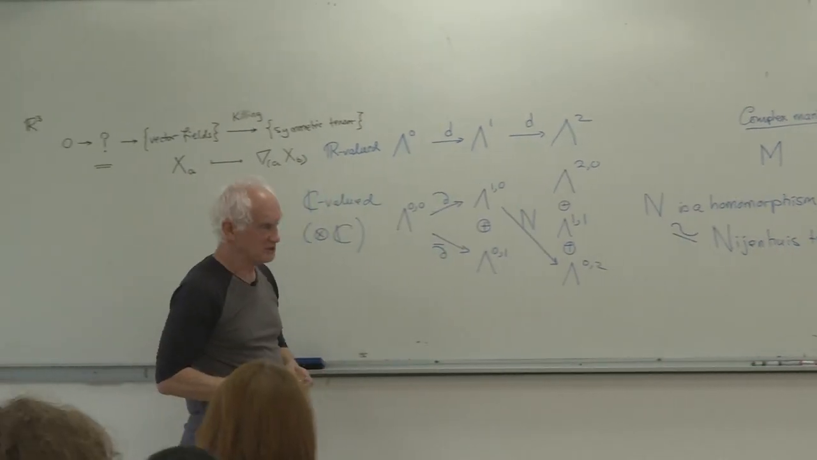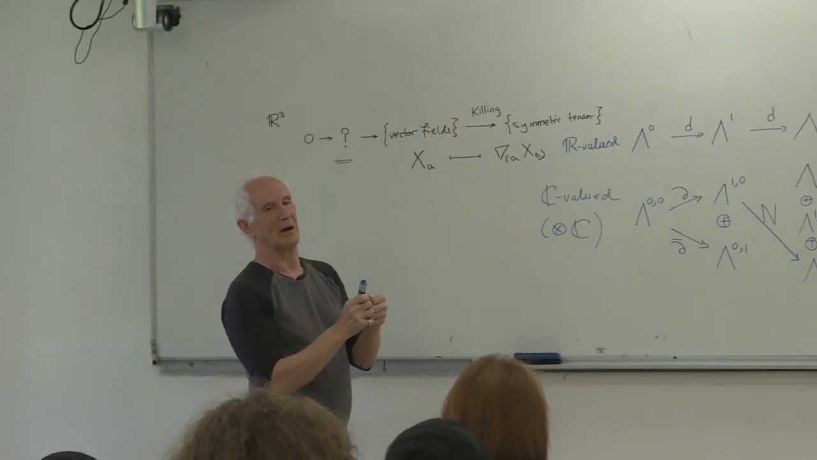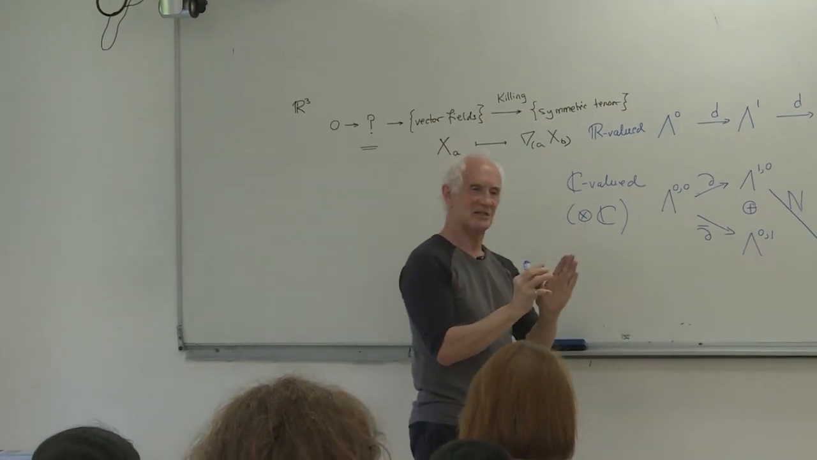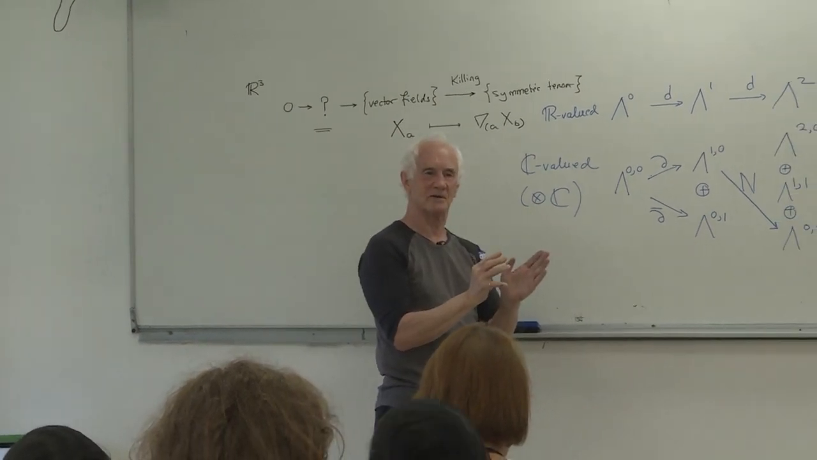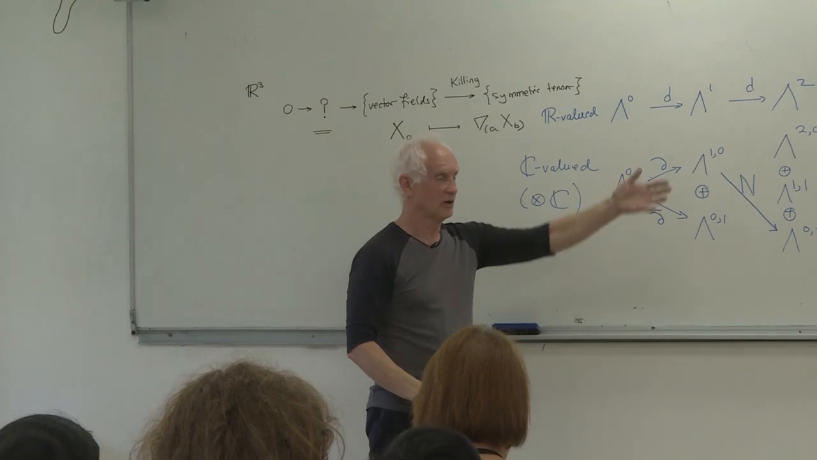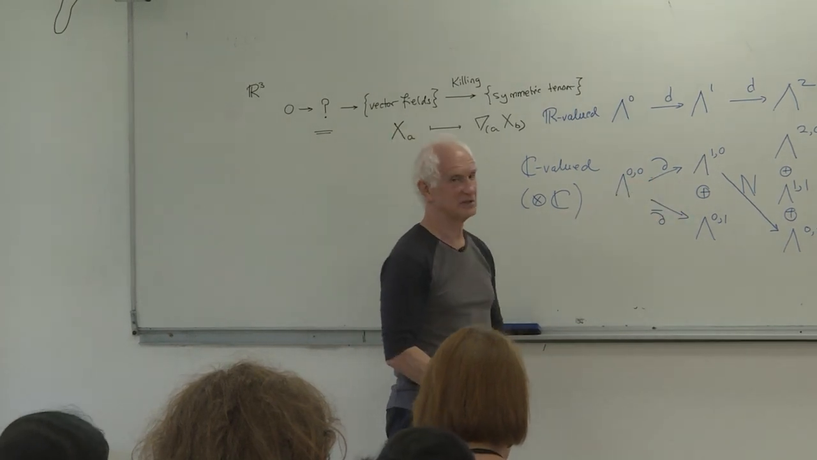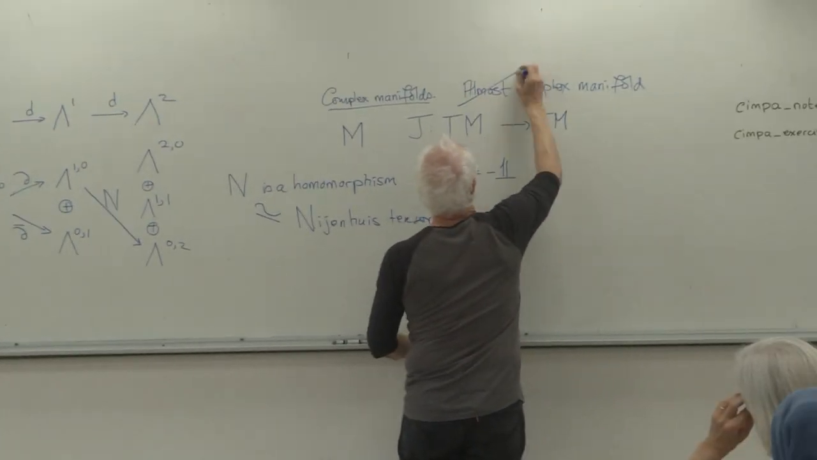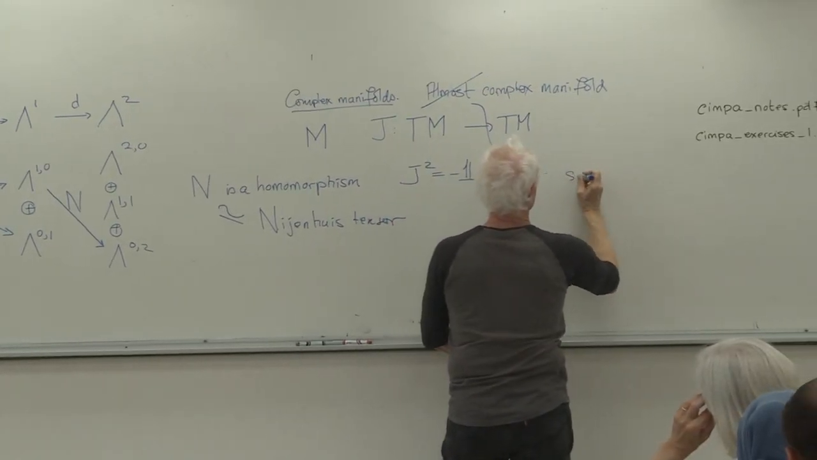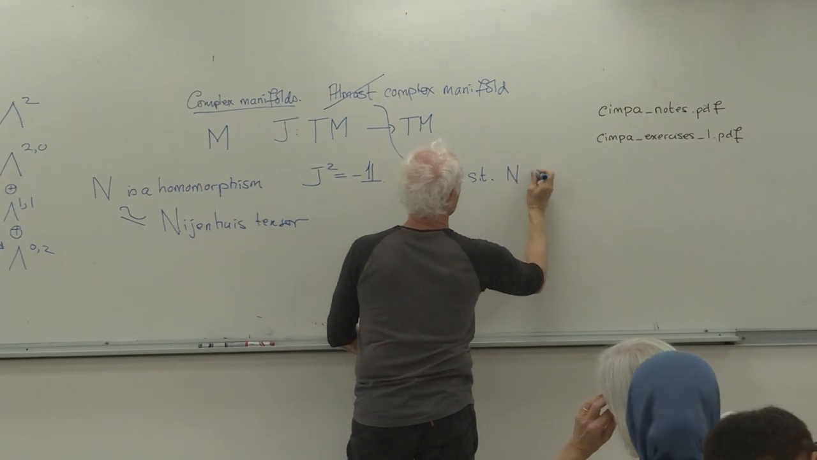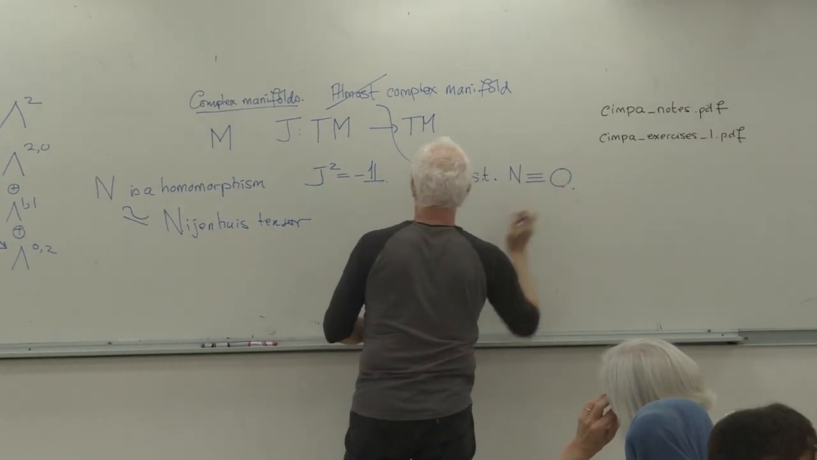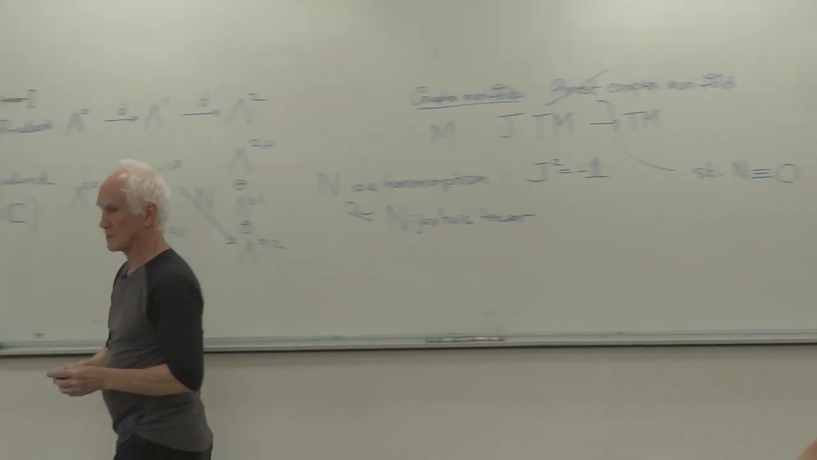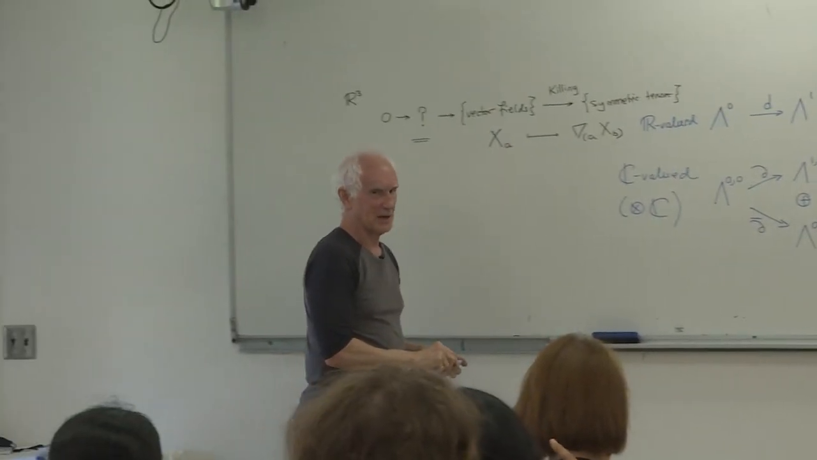People define, they don't really, but this is one way of defining a complex manifold. You can define it to be all this stuff so that this tensor vanishes. If you want to define a complex manifold now, it's just such that this gadget N is identically equal to zero. And this seems a bit of a weird thing to do.